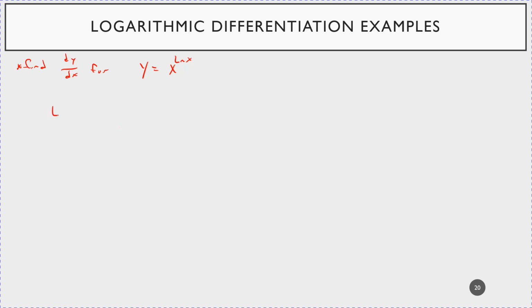Again, you're going to take the natural log of each side. So the natural log of y is equal to the natural log of, and then here you have x to the natural log of x, which is weird. So you know what you can do here? Bring this down. So the natural log of y is equal to the natural log of x times the natural log of x. So differentiate with respect to x.